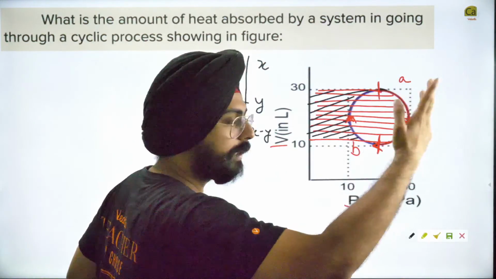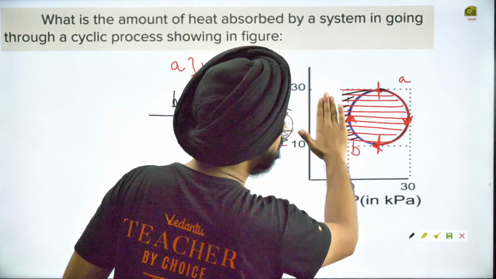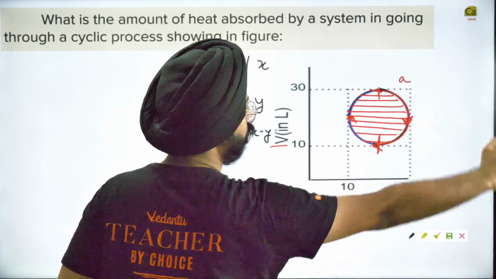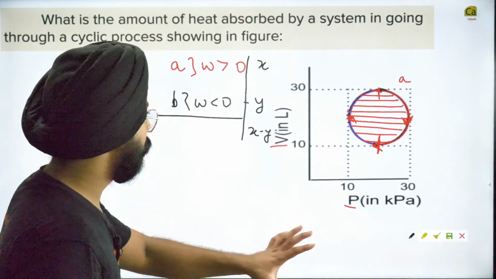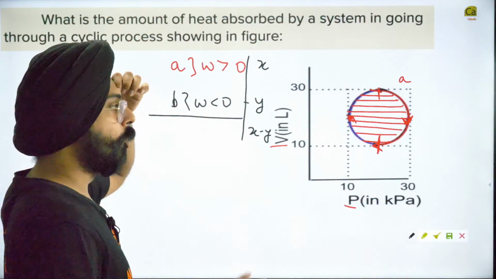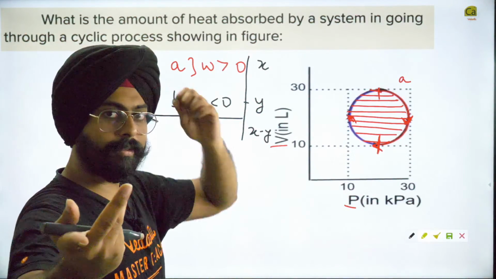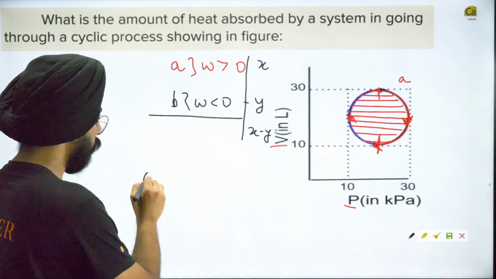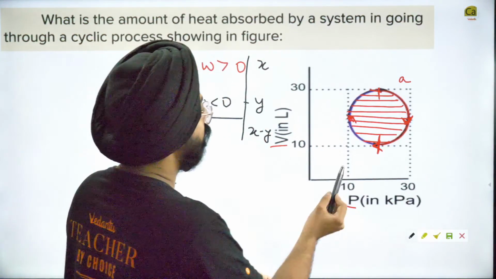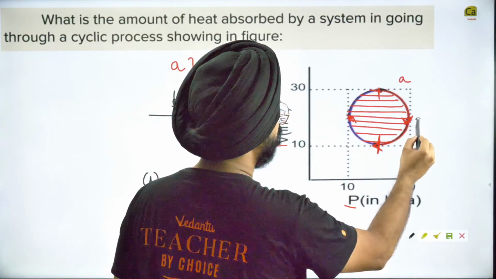So total work done in this process is nothing but the area of the circle. Can you see? Very beautiful question. So all you need to calculate is the area of the circle, that is positive work done. We have just figured that out. So opposite of that would be the heat. So work done in this process is equal to the area of the circle. What is the radius of the circle?